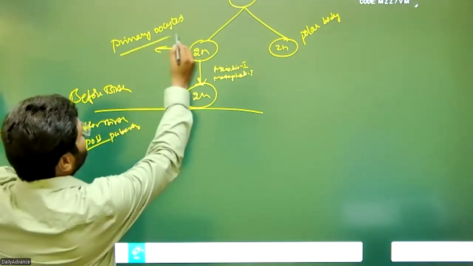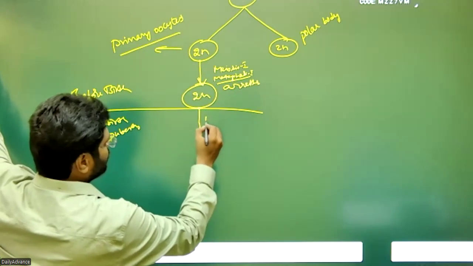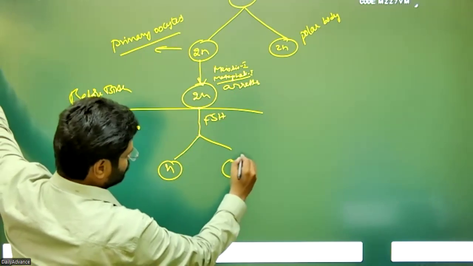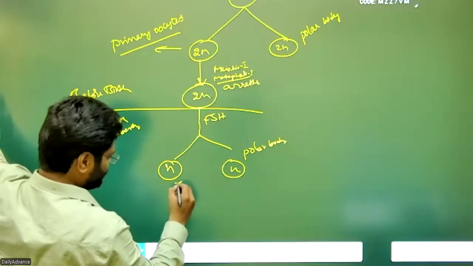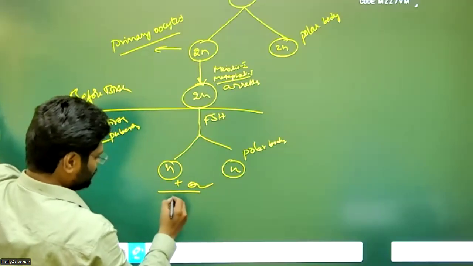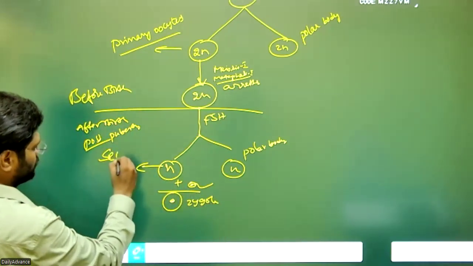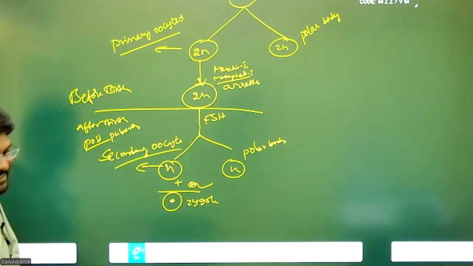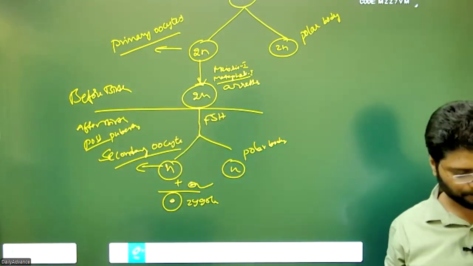the primary oocytes arrested at metaphase 1 are triggered by FSH into two daughter cells, one N and another N. One becomes a polar body and one is released, and it is fertilized with the sperm and called a zygote. This we call a secondary oocyte. Fertilized eggs are called secondary oocytes, not primary oocytes. So this is all about the oogenesis process. Understand? If you have any doubts, you can let me know.